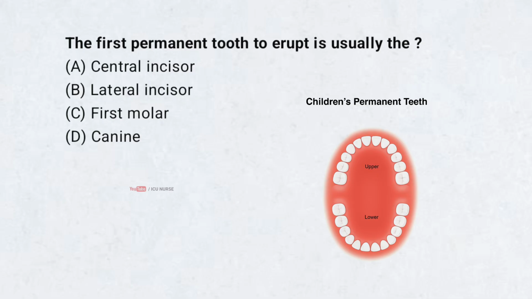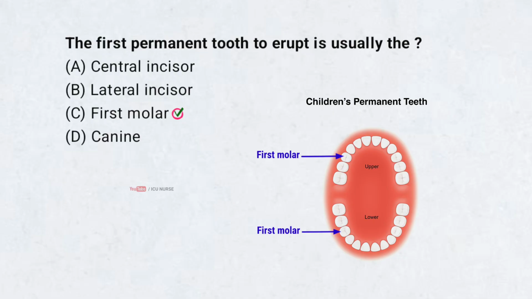The first permanent tooth to erupt is usually the A. Central incisor, B. Lateral incisor, C. First molar, D. Canine. Correct answer C. First molar.